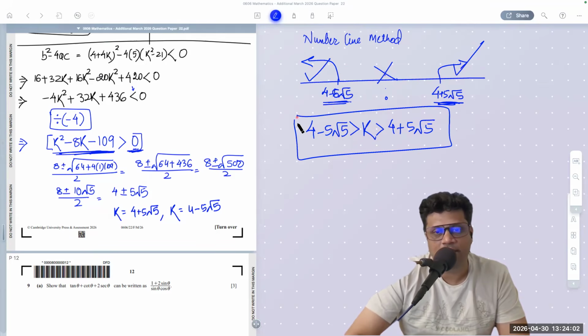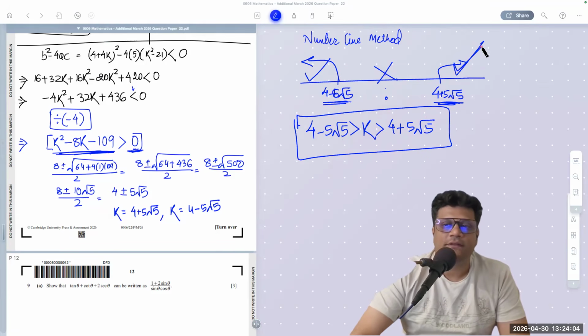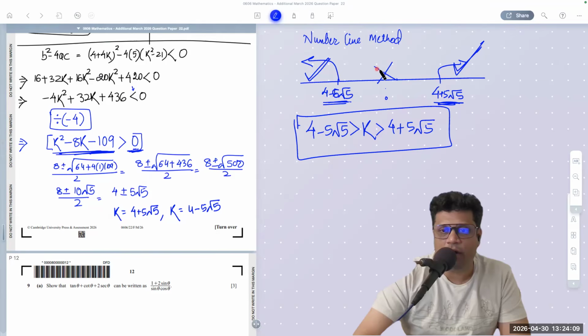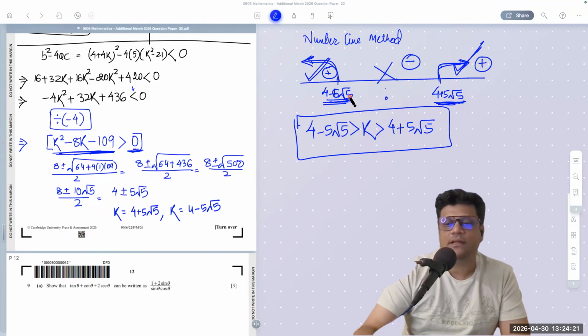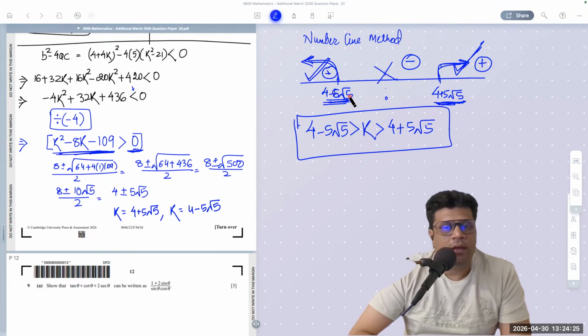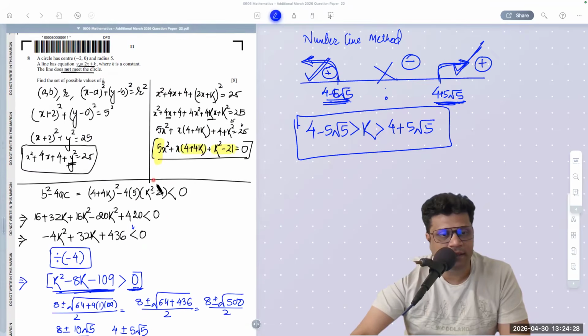That is your answer. This is also known as the sign method. They call it the sign method. This is the negative region, that's the positive region, and that's the positive region. That is why k should be to the right of this and to the left of this. That was your question. Very nice.